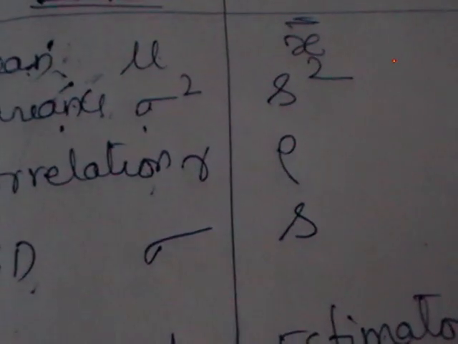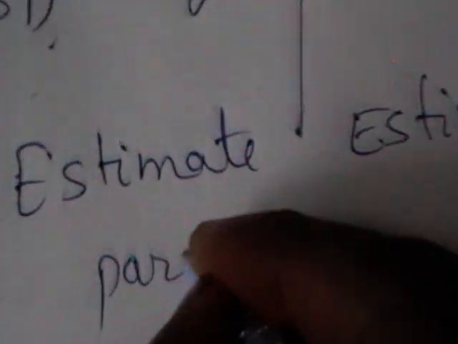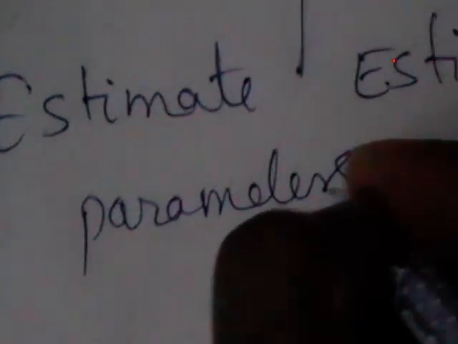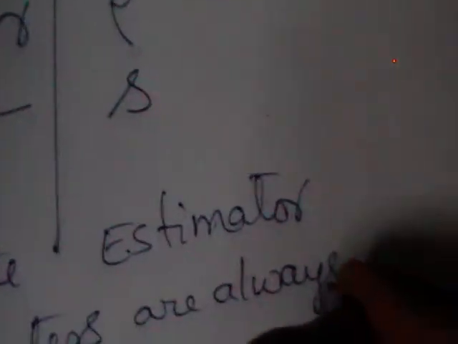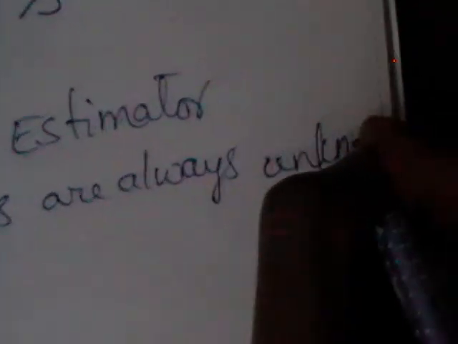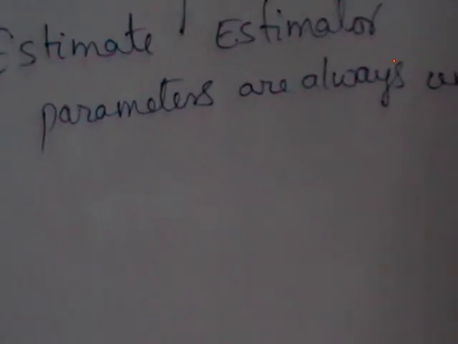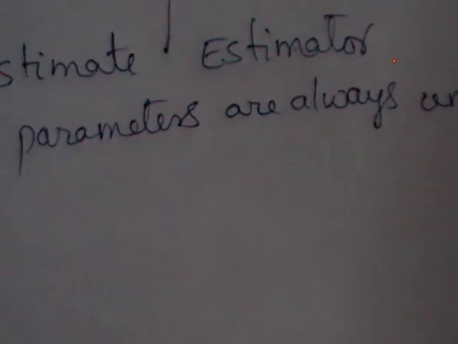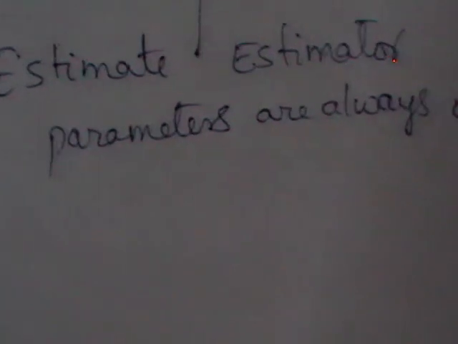To estimate the parameters we use statistics. What is the statement I said? Parameters, meaning population constants, are always unknown. Unknown means they are not known quantities. If they are unknown to you, we will guess them, we will estimate them.